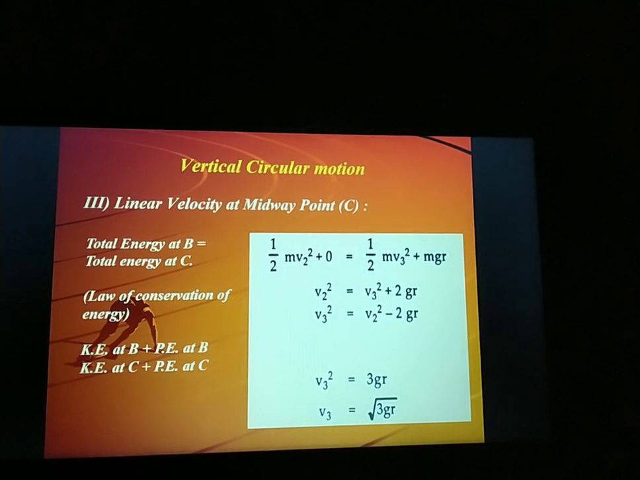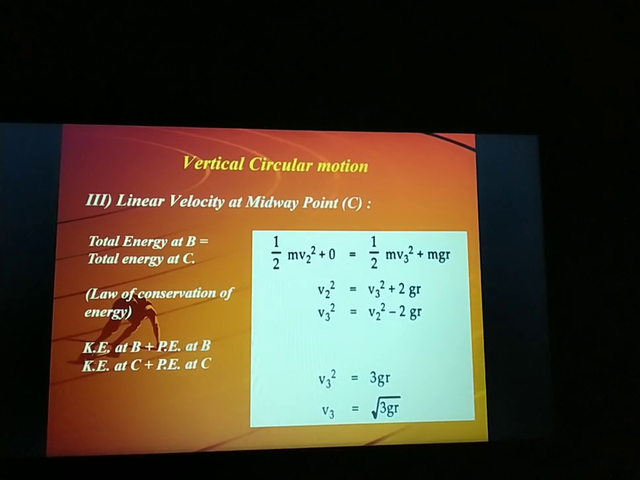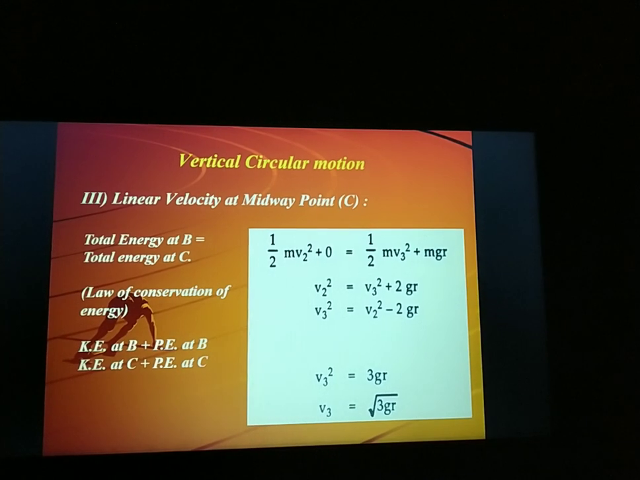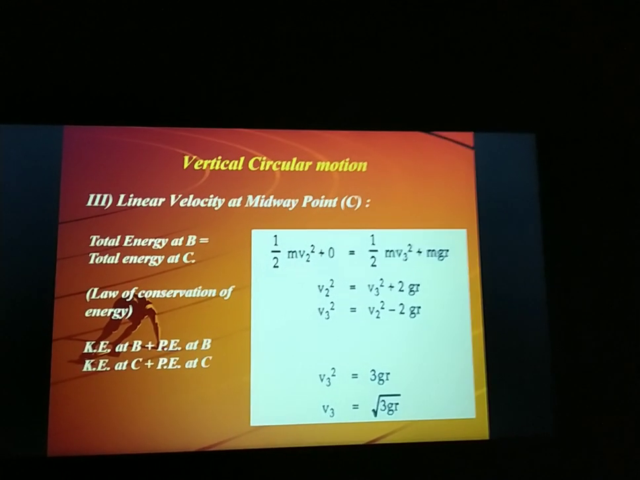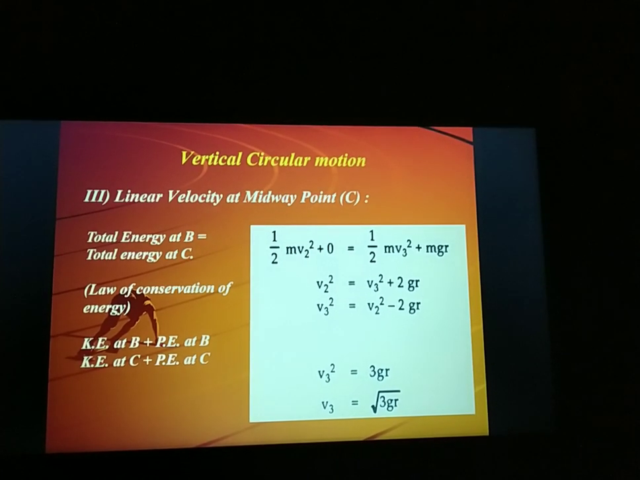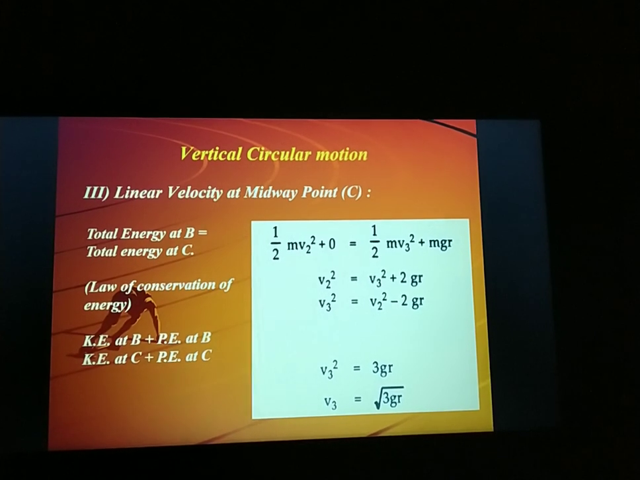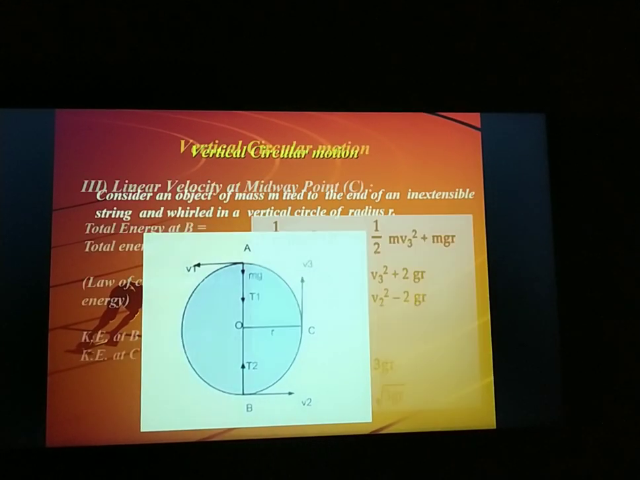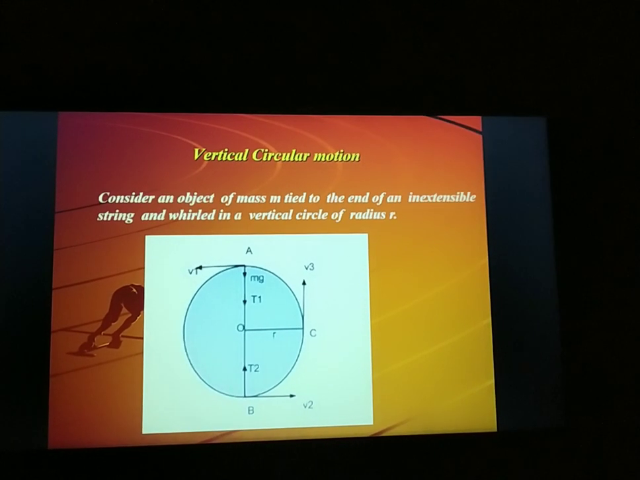If you equate the equation, we take m common and cancel m, multiply by 2 and cancel the 2s. Putting the value of V2, we get the V3 expression. So V3 is square root 3gr. The same figure we consider here.